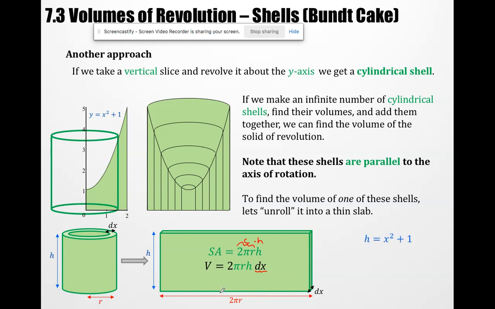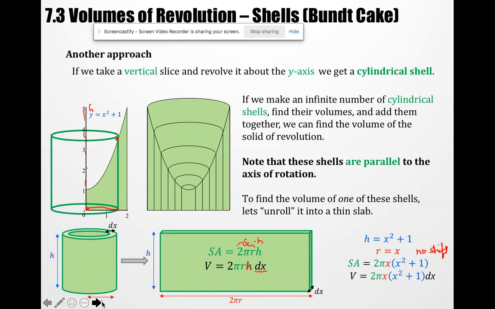In our case, what is the height? The height of each one of these shells comes from the function. What's the radius of each one of these shells? The distance from the axis of rotation along the x-axis. So that's just x. I had no shift of my radius. So the surface area is 2 pi times the radius, but the radius is x, times the height, which is x squared plus 1 for every different shell.